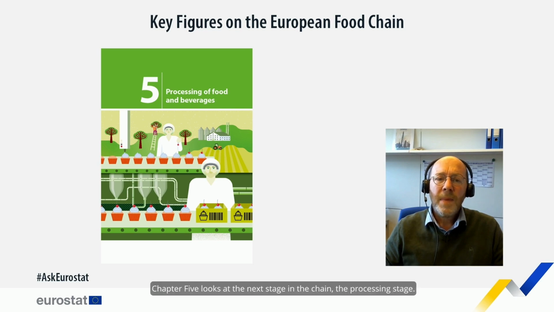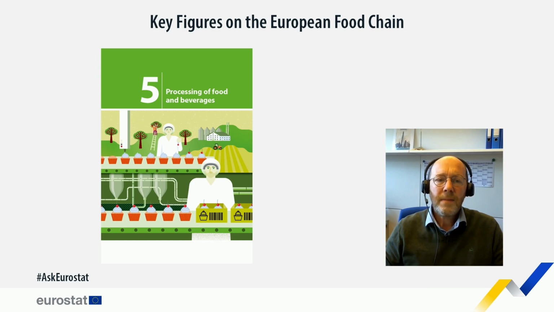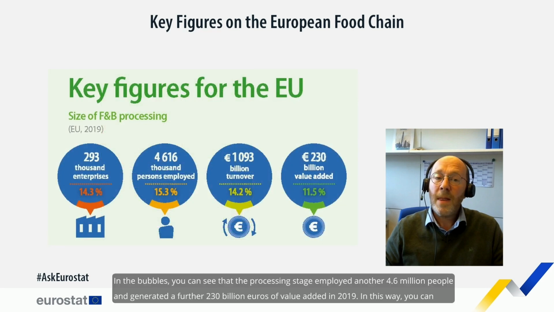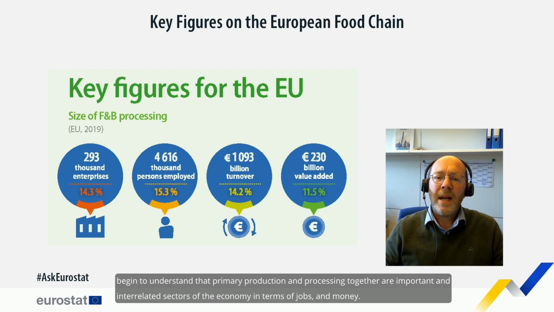Chapter 5 looks at the next stage in the chain, the processing stage. In the bubbles, you can see that the processing stage employed another 4.6 million people and generated a further 230 billion euros of value added in 2019. In this way, you can begin to understand that primary production and processing together are important and interrelated sectors of the economy in terms of jobs and money.